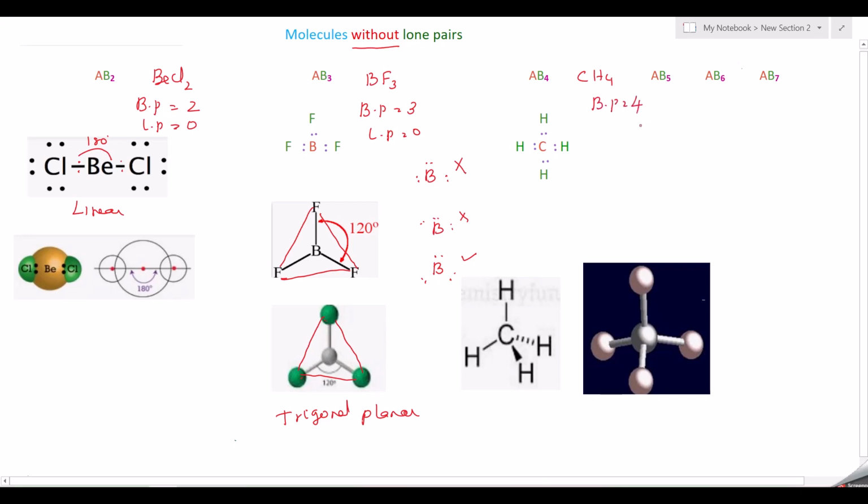Lone pair, there is no lone pair. And these 4 bond pairs will occupy positions around this carbon to have a minimum repulsion. So only when they occupy in this way will they have a minimum repulsion.